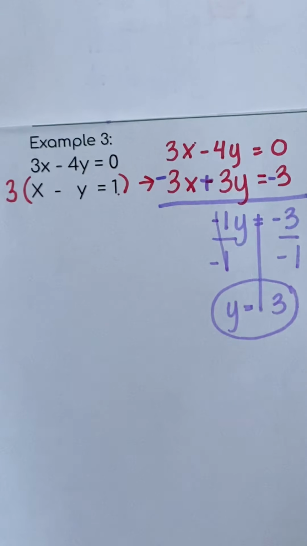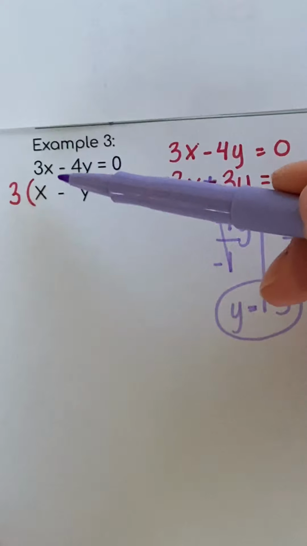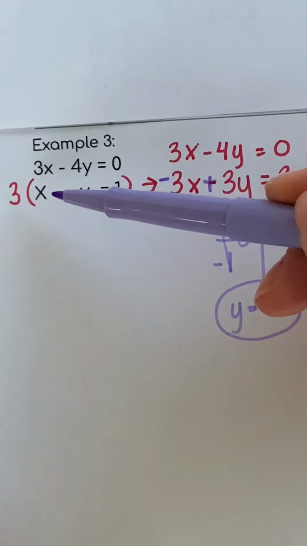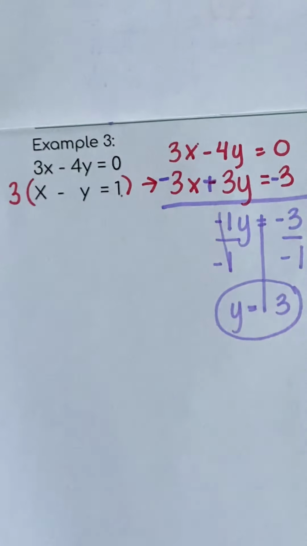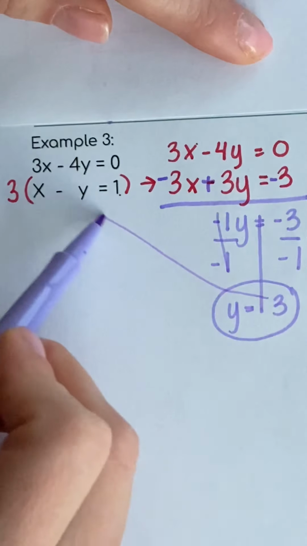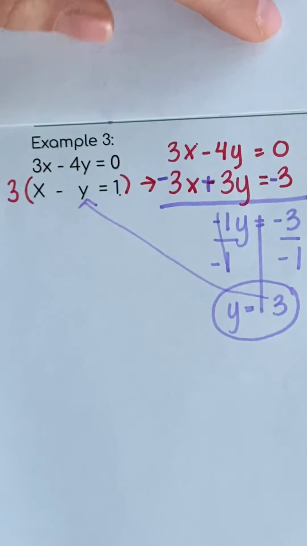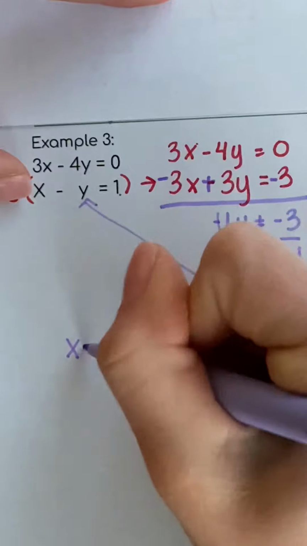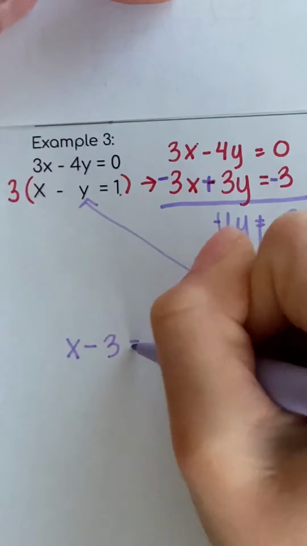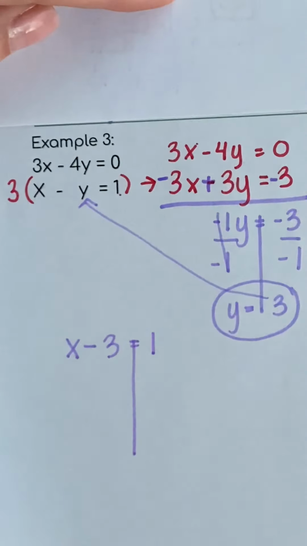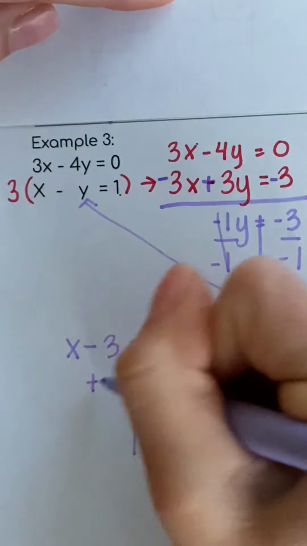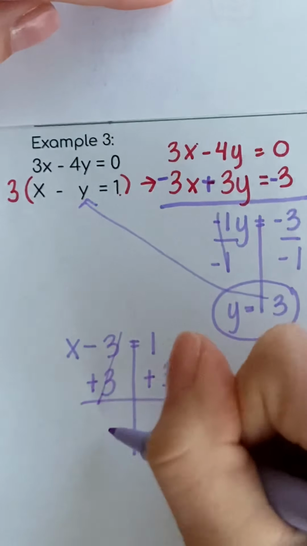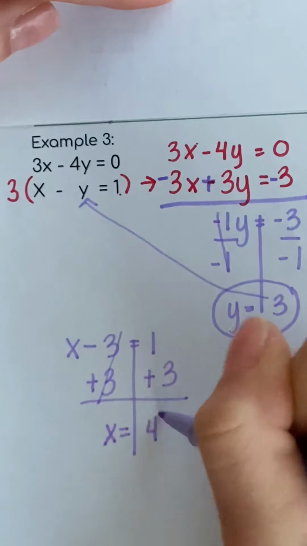Now I need to find x. Plug it into the top or the bottom. They're both positive, totally up to you. I'm going to pick the bottom one just because this one has smaller numbers maybe. So I take this 3 and plug it in for y. So I have x minus 3 equals 1. To get x by itself, I'm going to add 3 on both sides and get x equals 4.